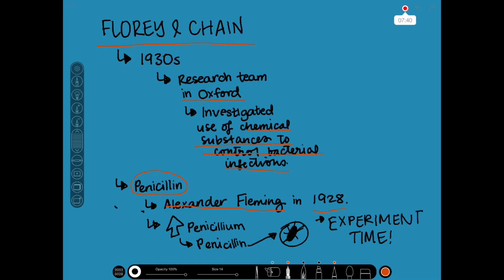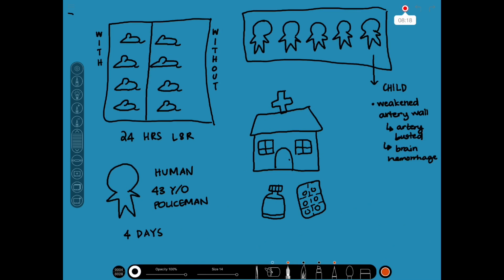By growing the fungus Penicillium in liquid culture conditions, it was stimulated to secrete penicillin, which killed bacteria on agar plates. Since it killed bacteria, they wanted to test whether or not it would control bacterial infections. So, experiment time. They started testing it on mice.